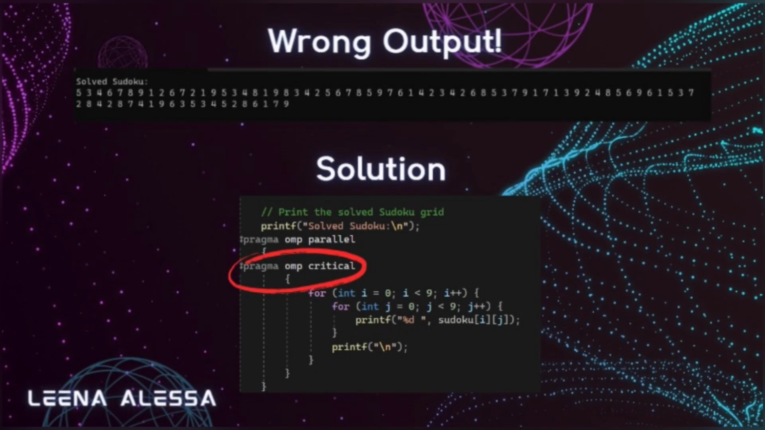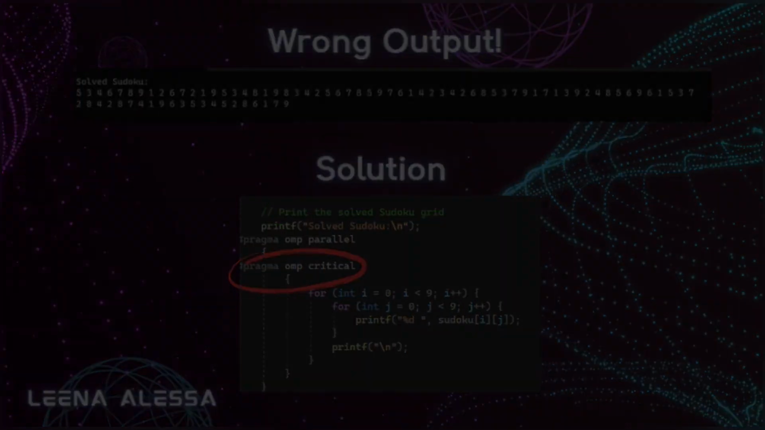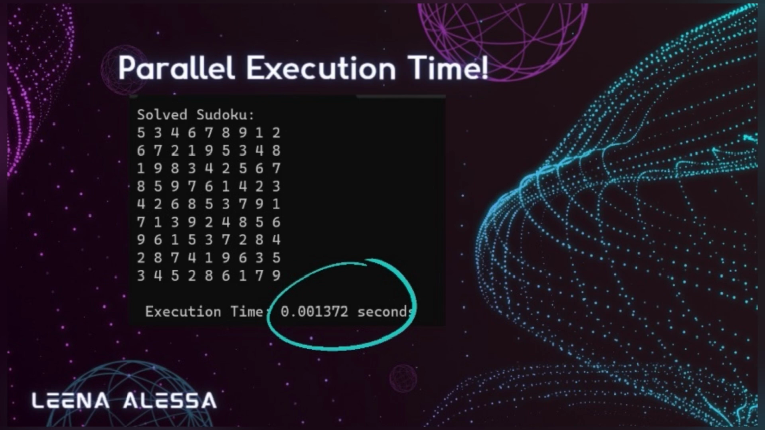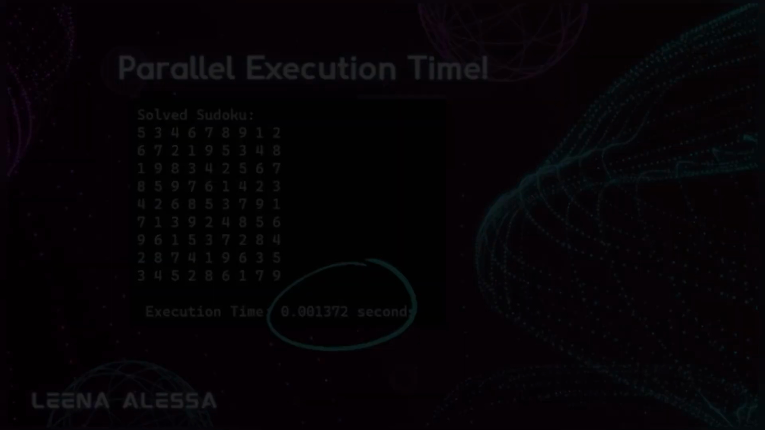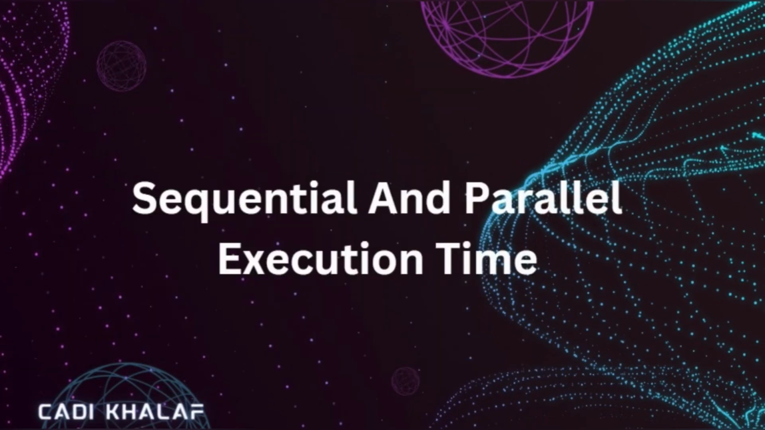Here in the second output, it shows the printed puzzle in the wrong order, and it's an unpredictable order. That means every time we run the program, it will give us a different order. So we solved the race condition by adding the pragma OMP critical directive around the printing section to ensure that only one thread accesses and modifies the print function at a time. Here you can see the solved Sudoku with the execution time for the first output, and here for the second output.